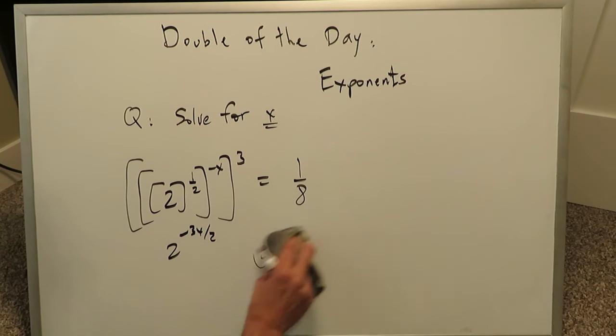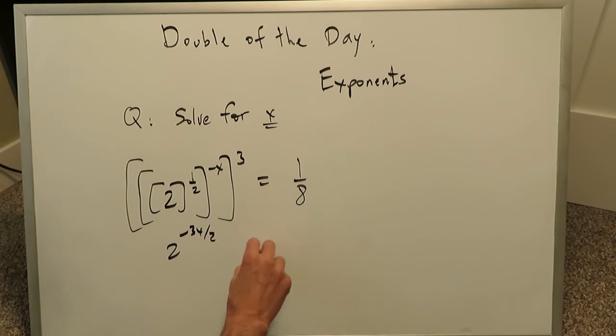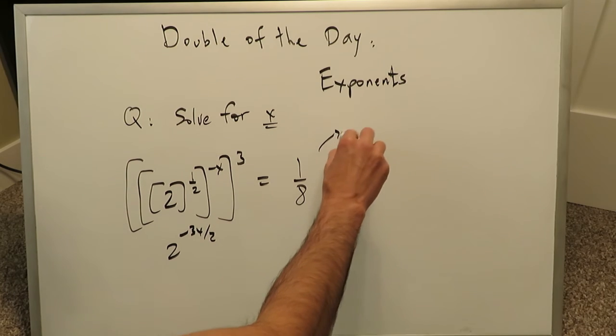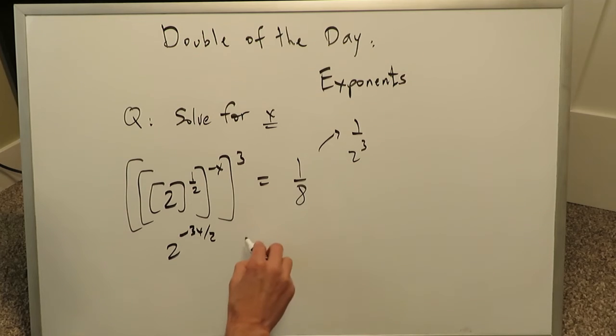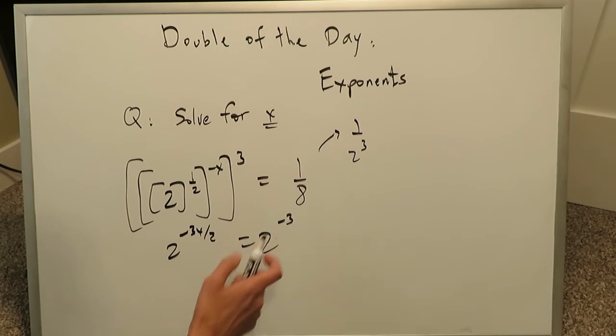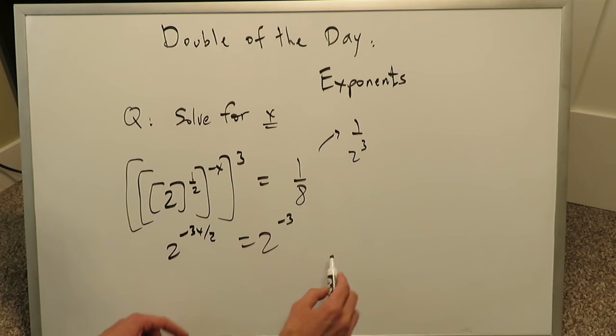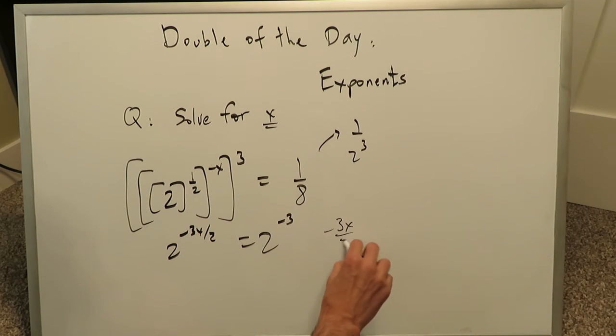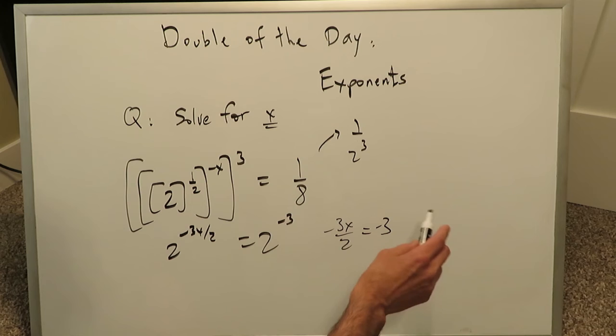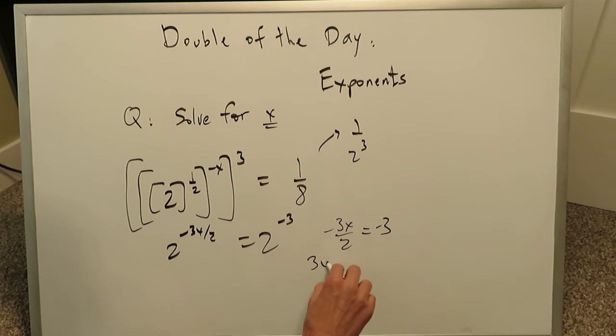So you have 2 to the power of minus 3x over 2 is equal to, write this in the form of exponents. You really have right here 1 over 2 cubed, which is the same thing as 2 to the power of minus 3, because a minus indicates a reciprocal. You can eliminate the 2's. You have minus 3x over 2 is equal to minus 3. Cancel out the minuses. 3x is equal to 6 and x is equal to 2, and your answer should be good.